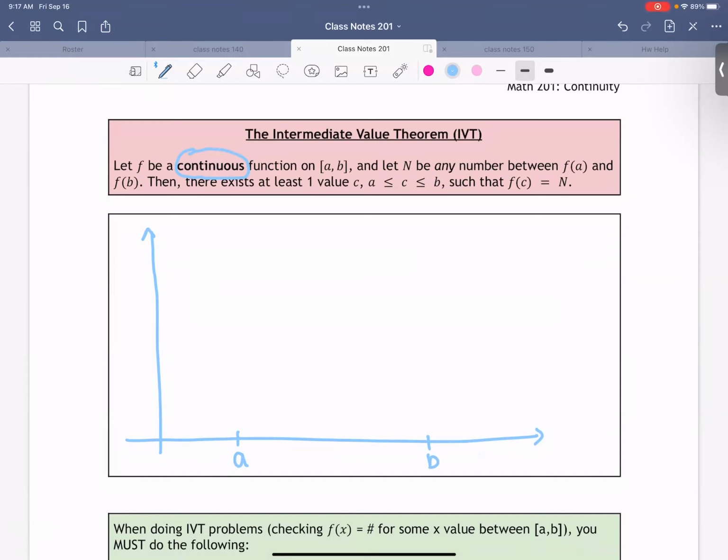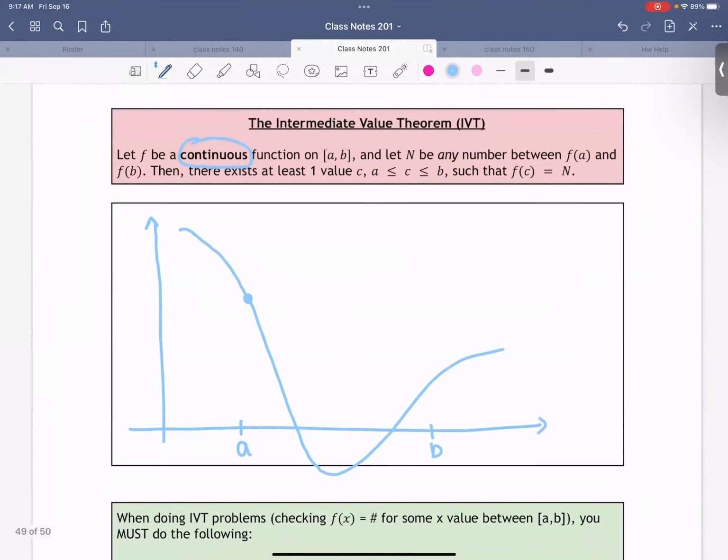So since our function is on a and b, our function has to have a value between these. Let me draw it a little bit better. Let's say our function goes here, goes down, and then goes here. That's a continuous function. f(a) is its value at a, so this is f(a). f(b) is the function's value at b, so this is f(b).